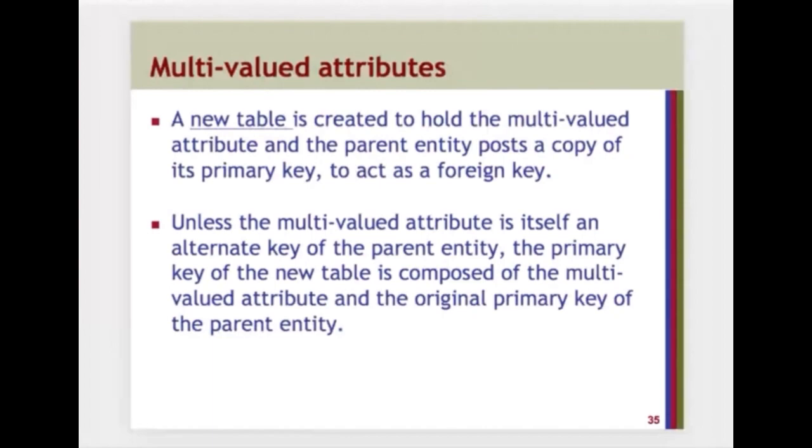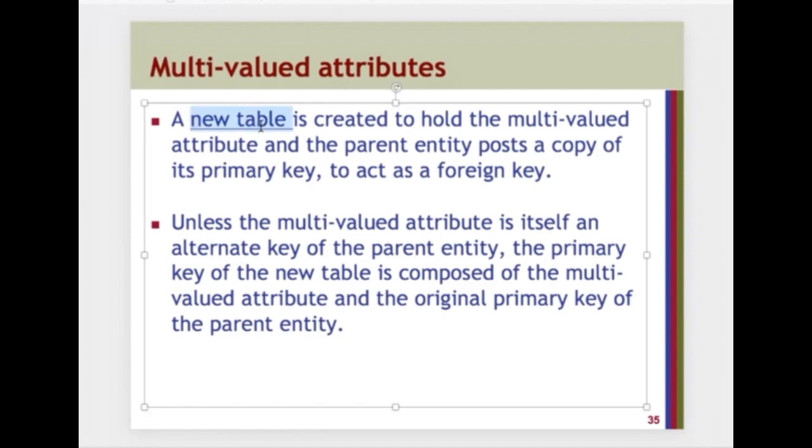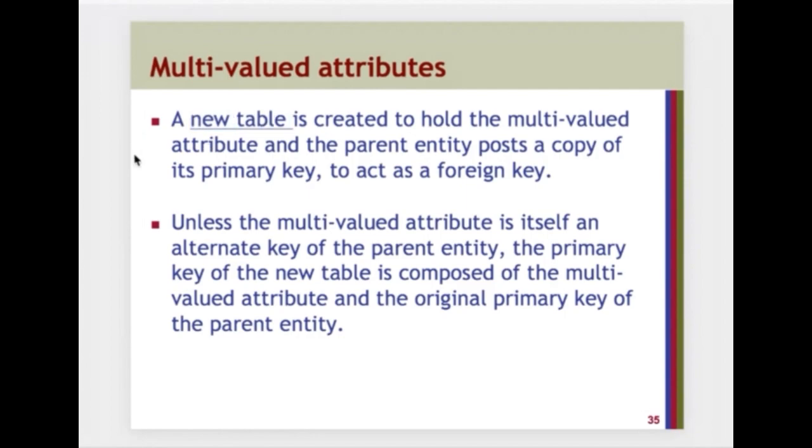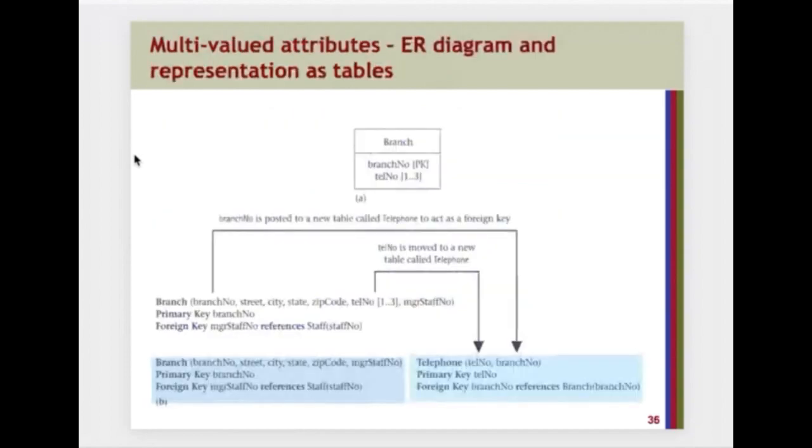Okay, I think this is the last or the second last thing for the mapping. Multi-valued attributes. Any attribute that has more than one possible value, like your phone numbers. Some people have more than one phone number. So for those multi-valued attributes, a separate new table is created. For each multi-valued attribute, a separate table is created.